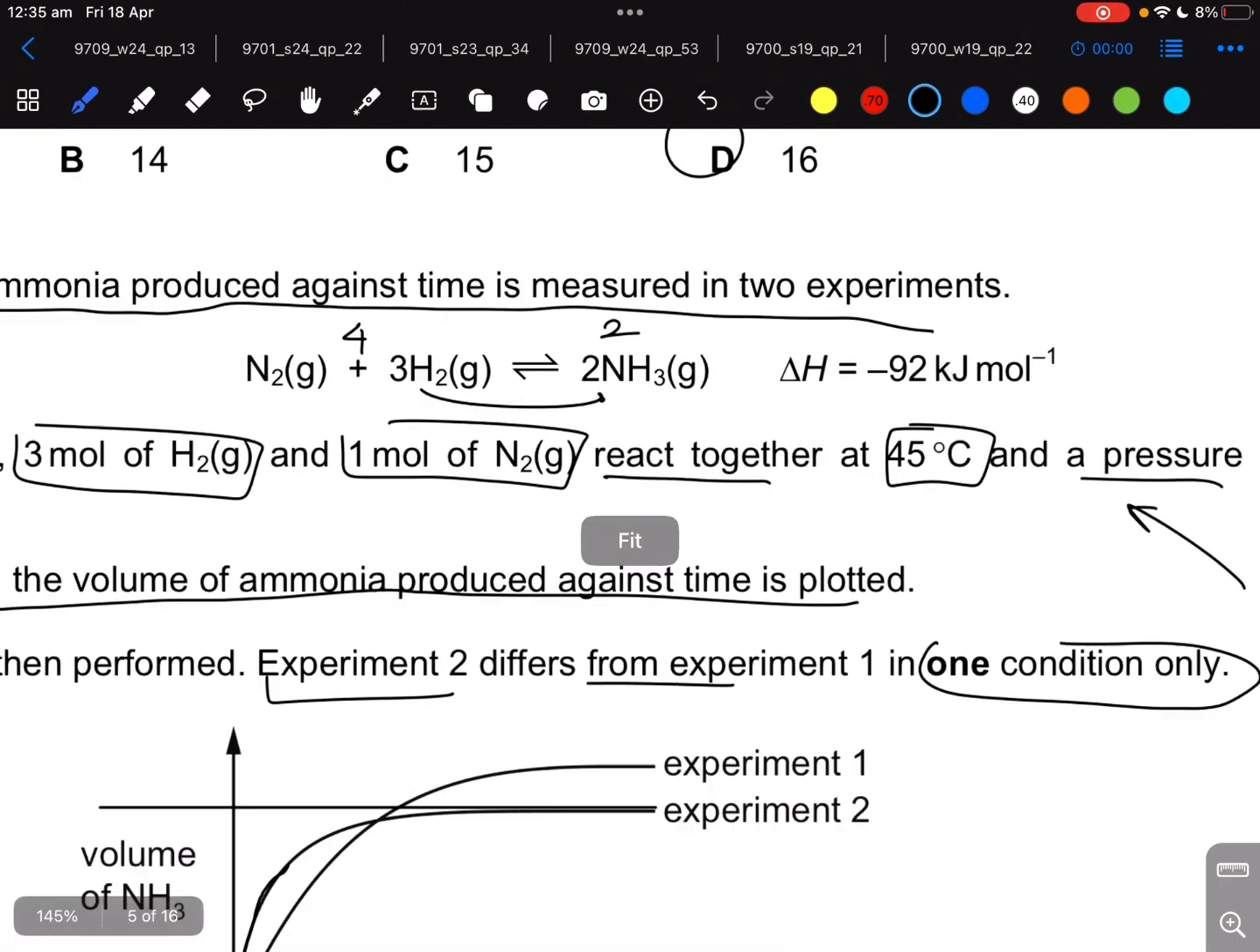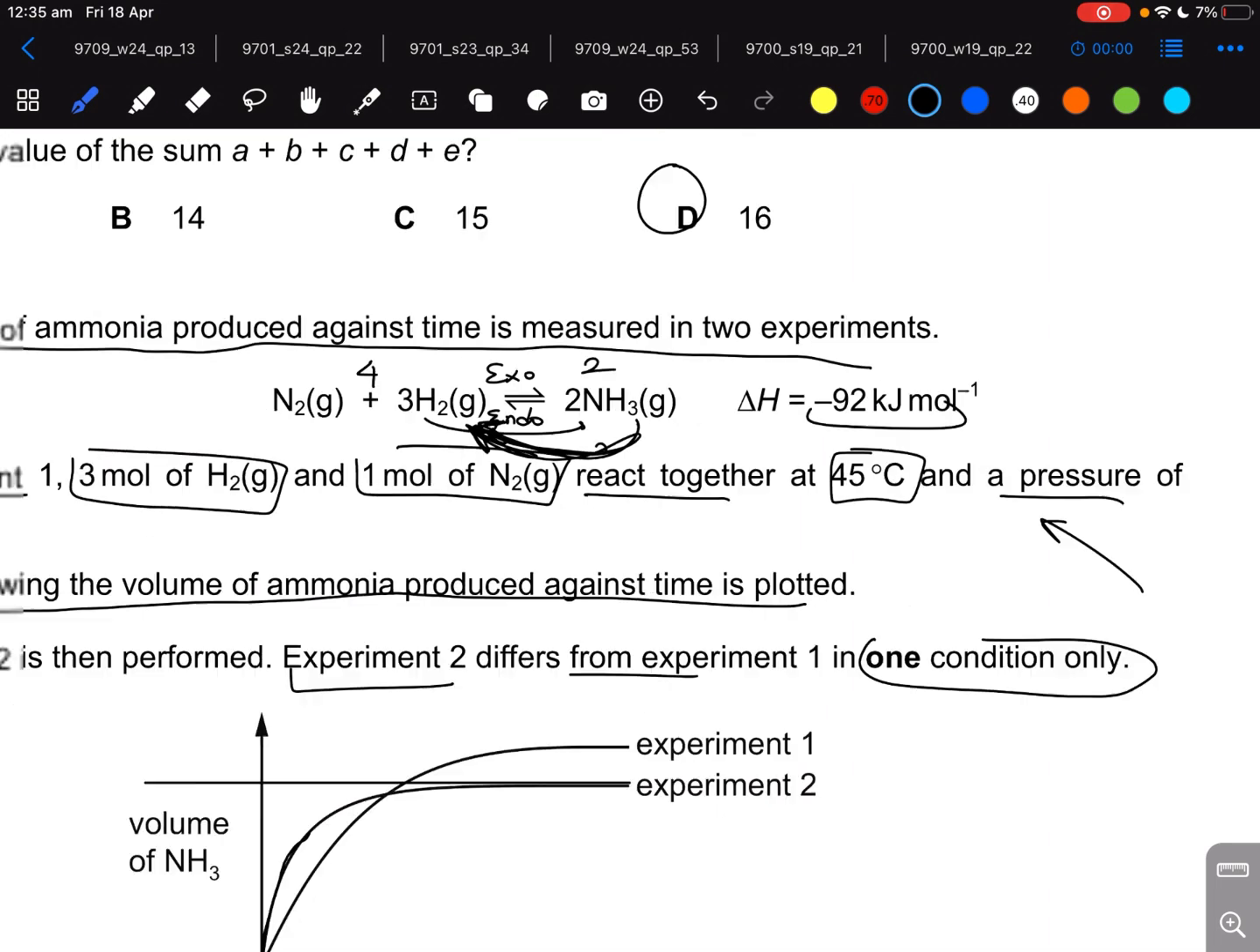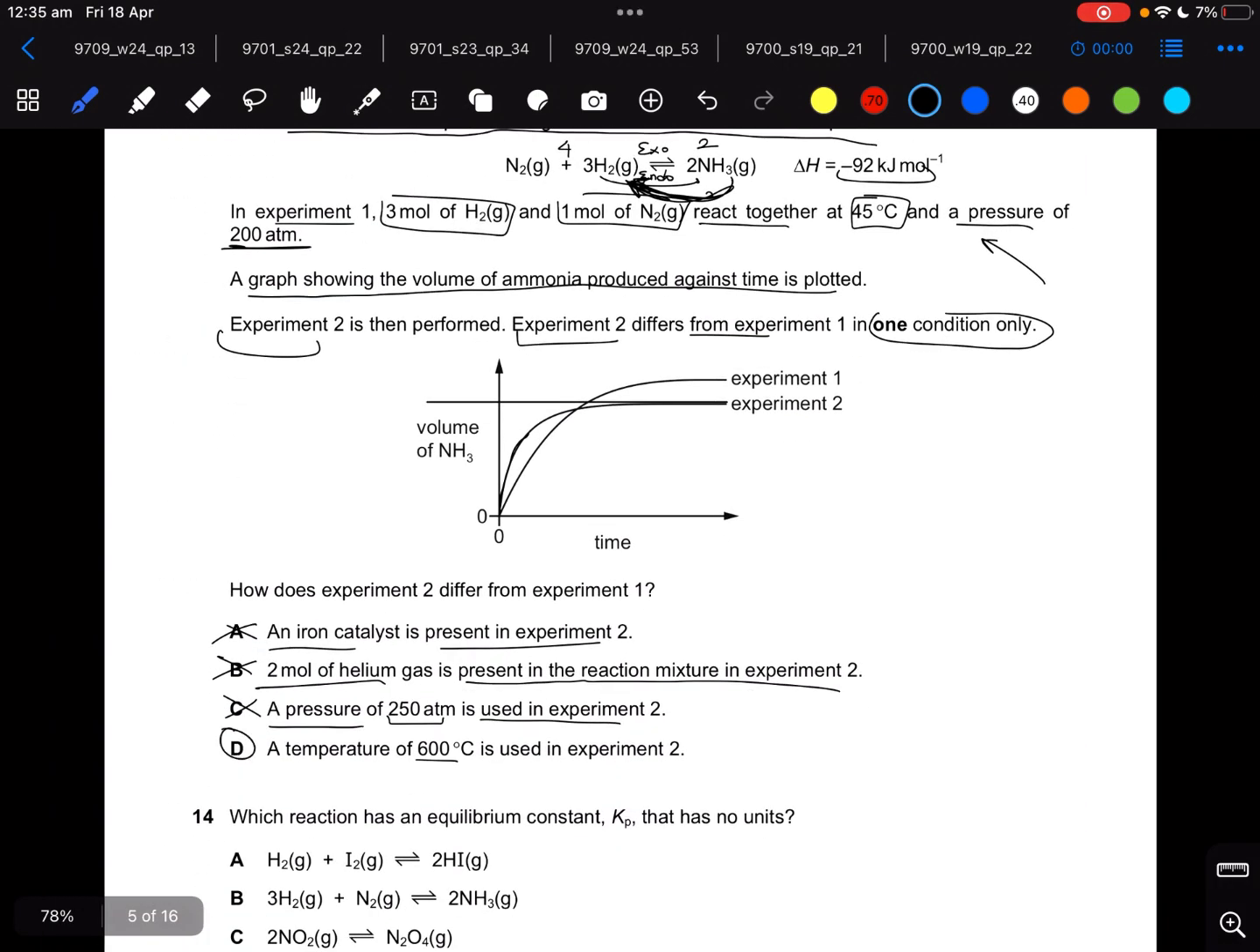Okay, so if you increase the temperature, with the forward being exothermic and the backward being endothermic, you move the equilibrium backwards more, so less ammonia. So D is right. Answer is D.